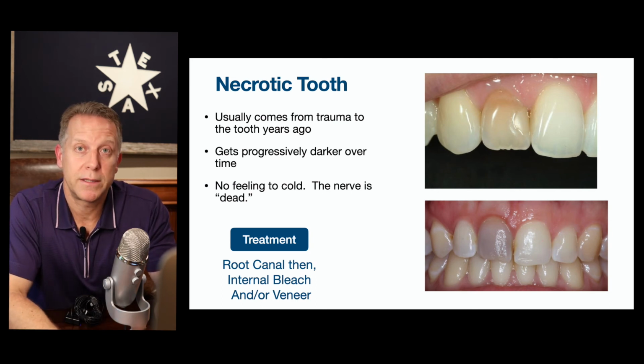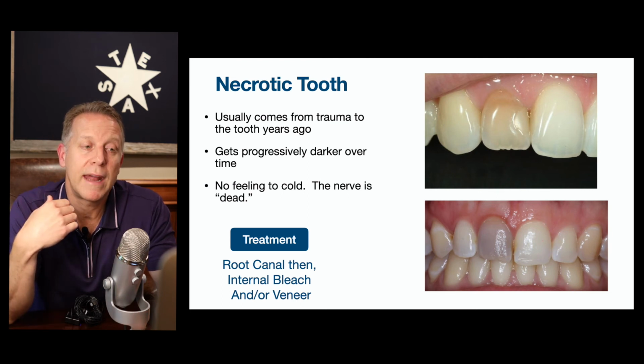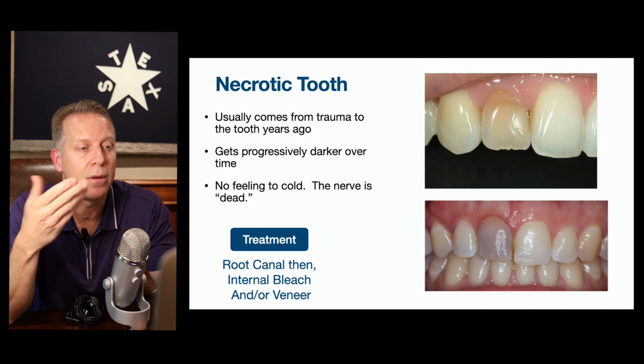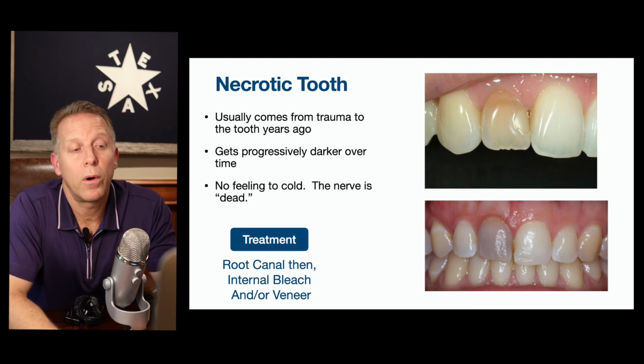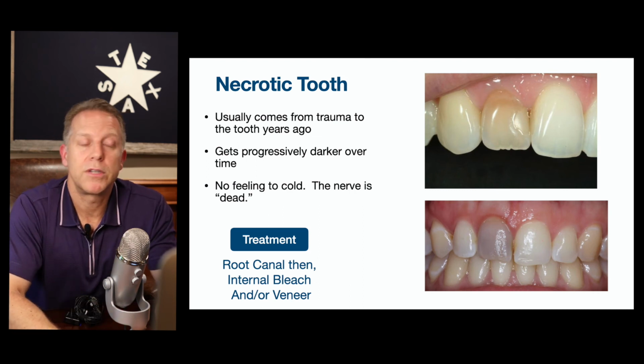What's the treatment for this? It's going to be a root canal. It means we have to clean out that dead tissue inside the tooth, and then afterwards, bleach the tooth from the inside out, and then we put a filling in the back of it, or you put a veneer on the front of it to mask it.